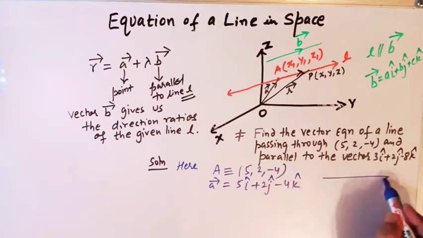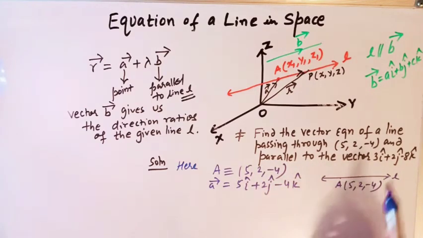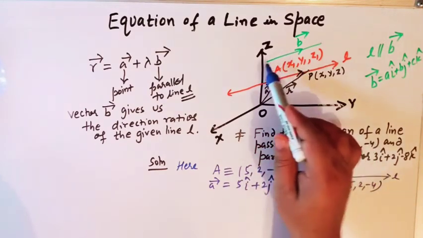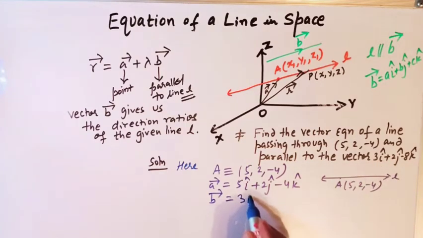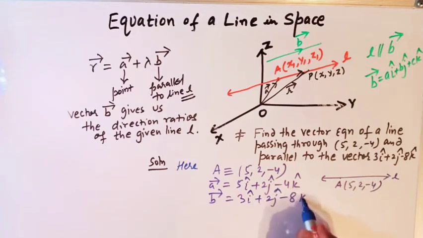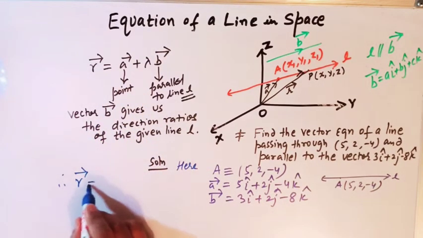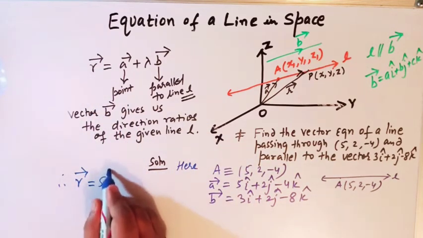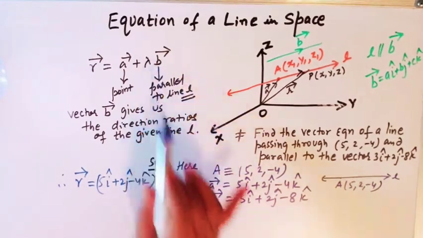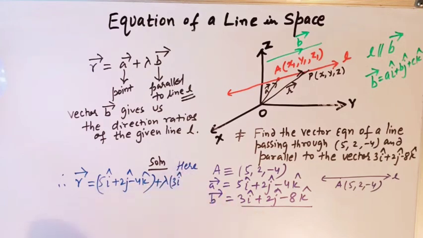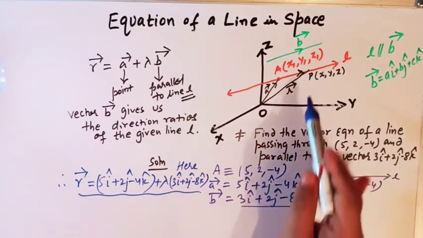And this is the line, and this line passes through this point 5, 2, minus 4, and this line is parallel to the vector B, that is given by this vector. So here the vector B is given as 3i cap plus 2j cap minus 8k cap. So therefore we can write the vector equation of the line as vector R is equal to vector A, that is 5i cap plus 2j cap minus 4k cap, plus lambda times vector B, and vector B is given by 3i cap plus 2j cap minus 8k cap. So this is the vector equation of this line.